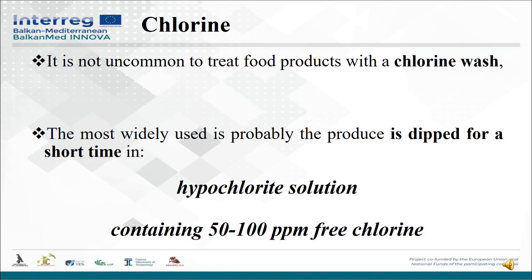Chlorine is another miscellaneous hurdle, and it is not uncommon to treat food products with a chlorine wash, for example raw salad vegetables prior to modified atmosphere packaging and retail distribution. The most widely used method is probably that the produce is dipped for a short time in a hypochlorite solution which contains 50 to 100 ppm free chlorine.